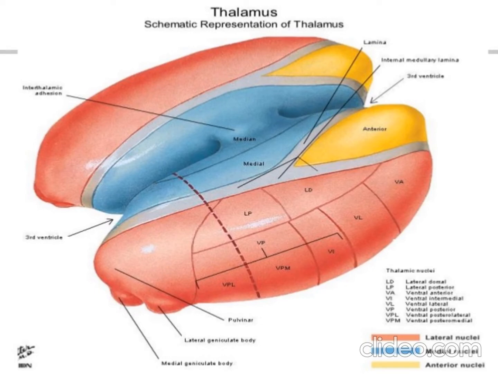Now the lateral portion is again subdivided into dorsal and ventral parts. The dorsal part divides into lateral dorsalis, lateral posterior and the pulvinar, along with the medial and lateral geniculate bodies. Then the ventral part divides into ventral anterior nucleus, ventral lateral nucleus and ventral posterior nucleus. Now this ventral posterior again divides into ventral posterolateral and ventral posteromedial.